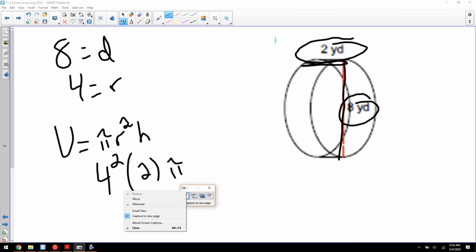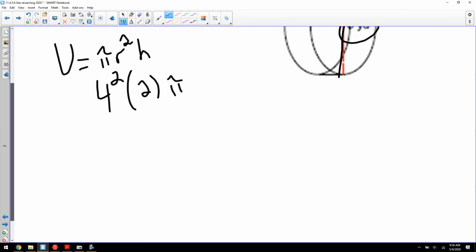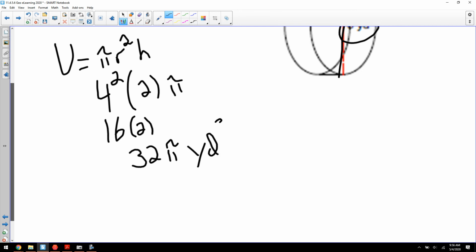Let me move this for a second. So 4 squared is 16. 16 times 2 is 32. So your answer would be 32 pi. And this was in units of yards. And remember, volume is always cubed. Okay? That's how this one looks. Another quick example.